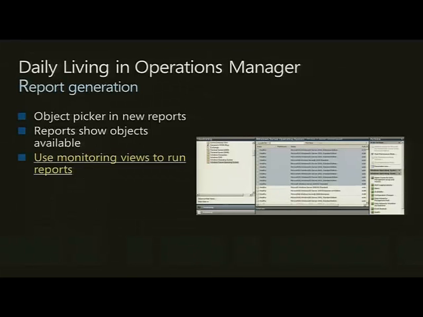Third, this is my favorite. I use monitoring views to run reports. So I'll open up a series of different state views or a diagram view and the rest of it. And then in that bottom right-hand corner, you have the reports that are available down there. Those reports, as long as they're listed down there, will pass whatever objects you're using. So that's a great way to get those to go through that way.